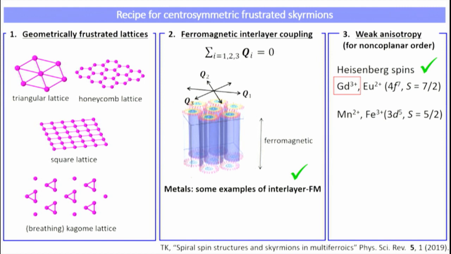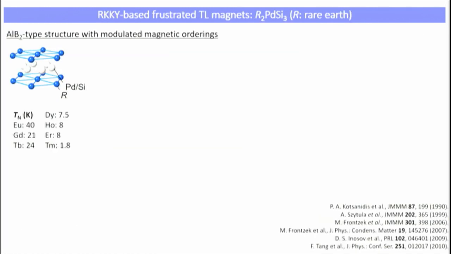So the third requirement for the candidate compound must be weak anisotropy, because the spin configuration of the Skyrmion is a non-coplanar type order. So Heisenberg type spin in gadolinium or europium compounds can be the possible promising candidate. And today's interest is about the first example of Skyrmion lattice formation in the triangular lattice state. So let me introduce the target compound.